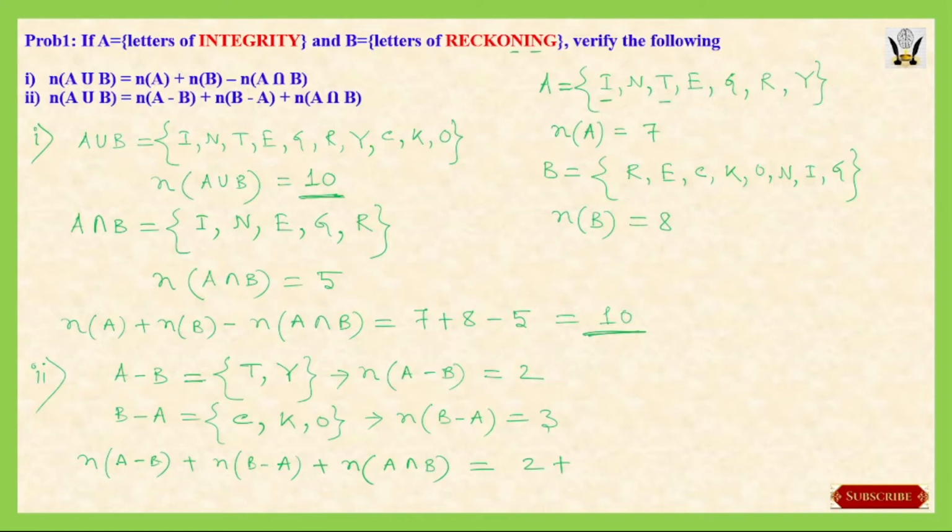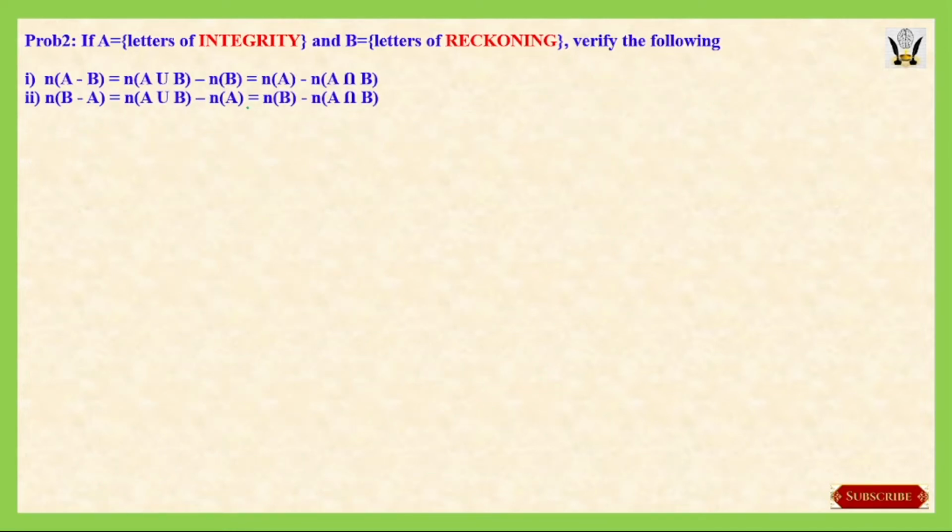Then the cardinal number of the second difference operation is 3 and the cardinal number of this intersection operation is 5. So in total it will give us 10. And from the left hand side also we have seen that that number is 10. Hence this relationship is proved. Next we will verify two more equations based on the same sets.